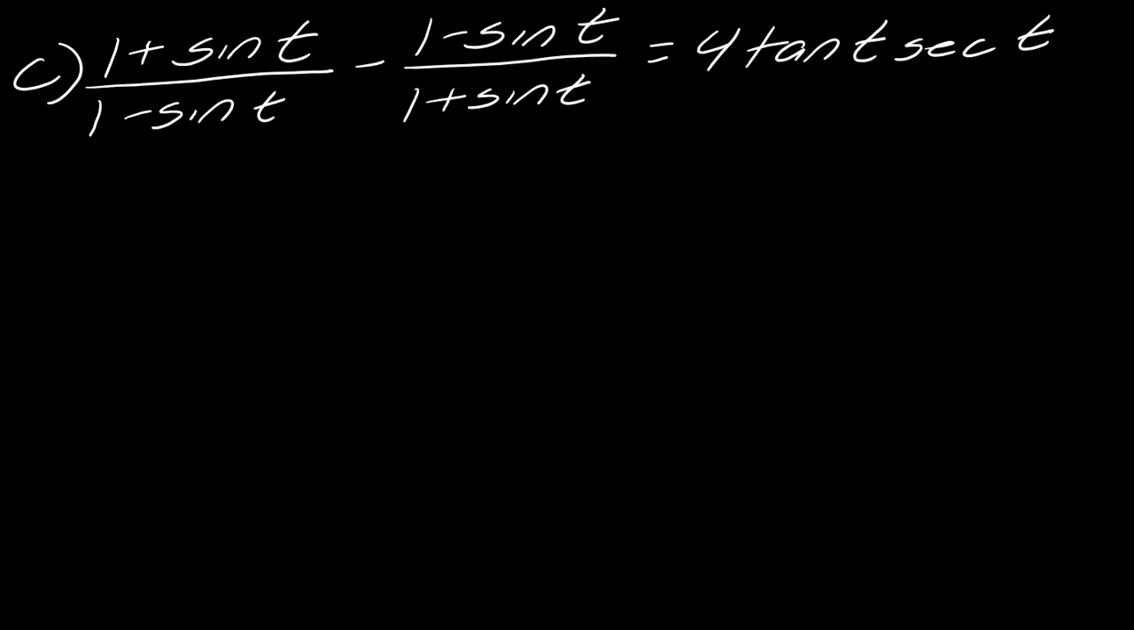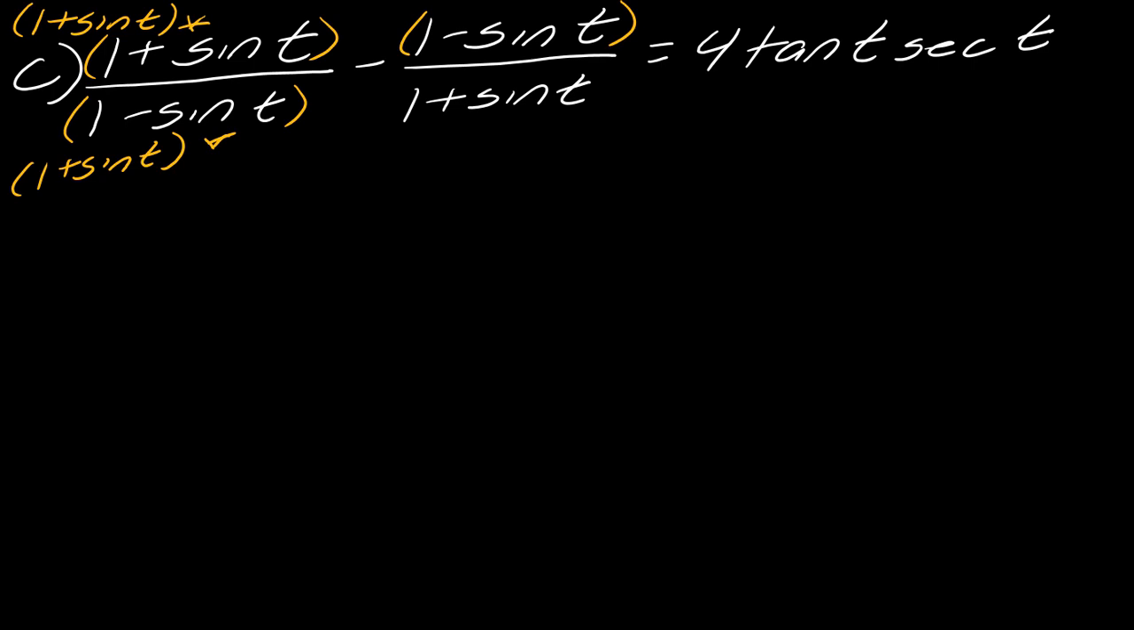Okay, so I need to get my common denominator. I'm going to multiply, let's see, I want to save space here. So I want to multiply this side times 1 plus sine t. So I have to multiply the top and the bottom by that. This is what I'm going to do to this one. And then to this fraction, I'll put parentheses around everything.